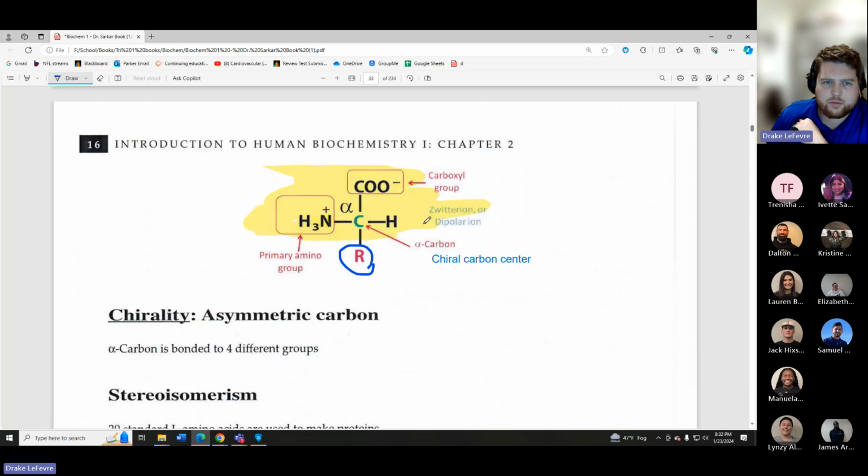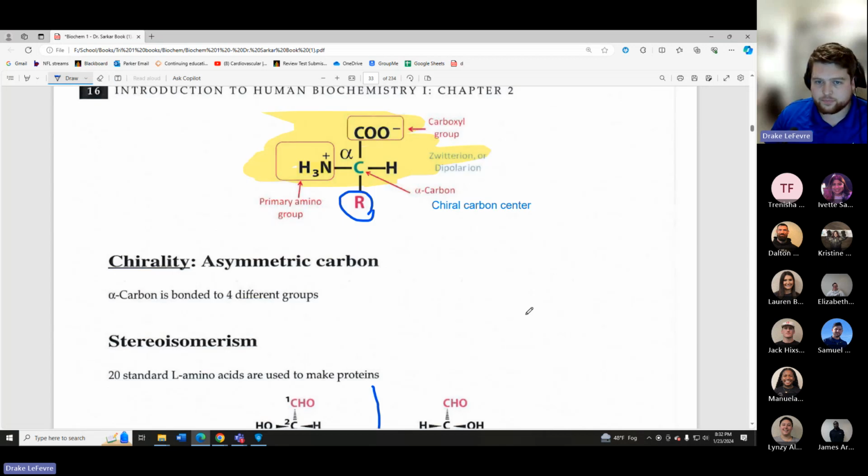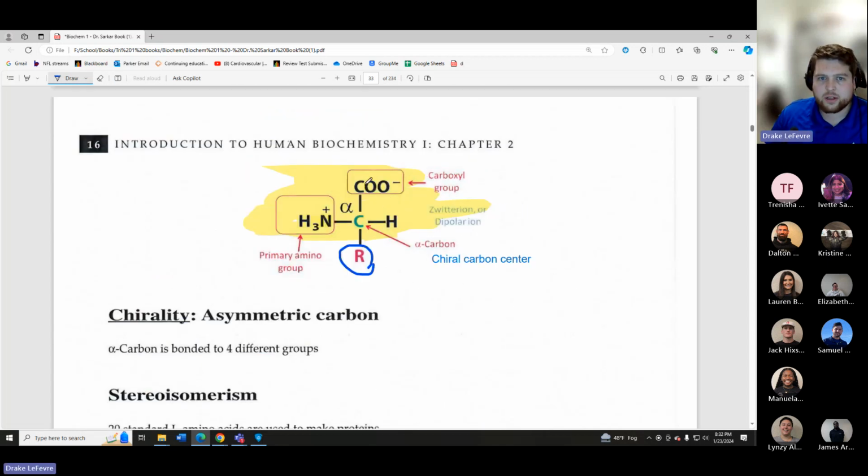So an amino acid, we briefly covered this last time. An amino acid has a central carbon. They call this the alpha carbon, or a lot of people call it the chiral carbon. A chiral carbon is a carbon that is bonded to 4 different groups of stuff. So for example, in this example, a carboxyl group, an amino group, a single hydrogen, and then our R group, right?